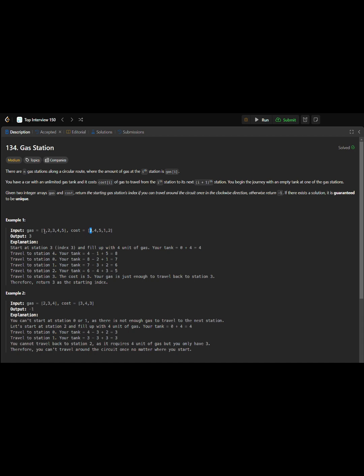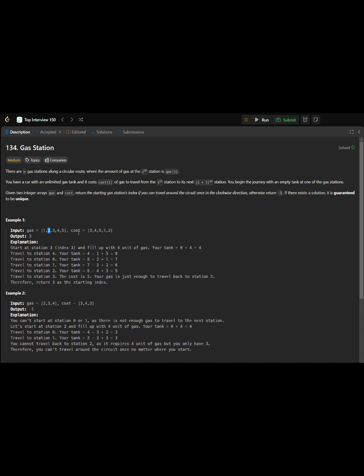up to this index. So obviously at index 0, the sum is 1 for gas and the sum is 3 for cost. Since the total amount of gas is less than the total cost, this is not a possible index to start from. So we move on, and we have to start fresh.